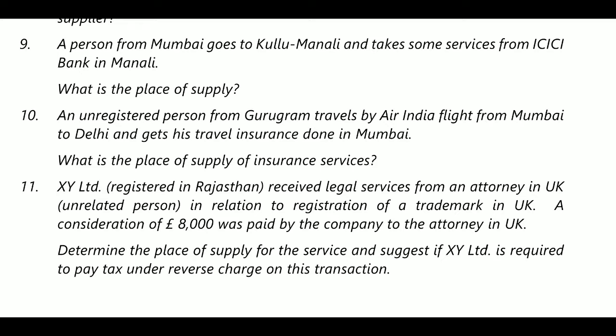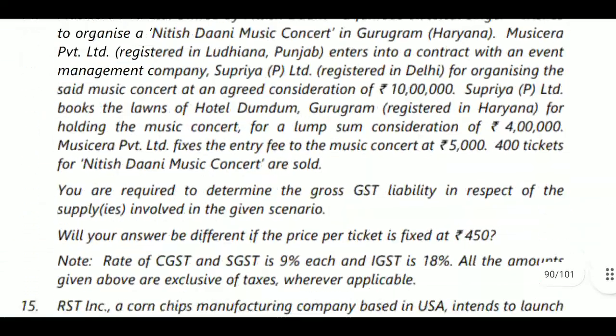Next, question number 10. A registered person from Gurugram travels by Air India flight from Mumbai to Delhi and gets travel insurance done in Mumbai. So he is taking an insurance policy. If he is an unregistered person, the location of the recipient will be based on the address they take at the time of the travel insurance, and that will be taken as the place of supply.